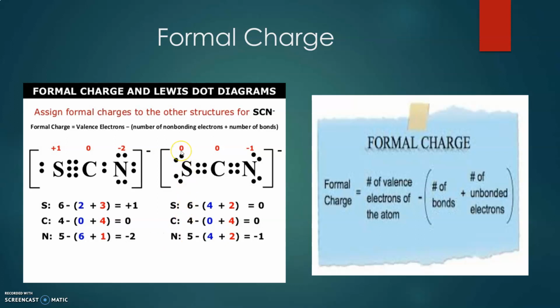So in checking your structures and trying to pick out which one's the best and whether or not I have a double or triple bond, you want closer to 0 the better. So obviously this one is got a minus 2 and a plus 1. This one's got 2 zeros. And you want the more electronegative atom to be negative formal charge. And if you remember your trend, that's helpful.